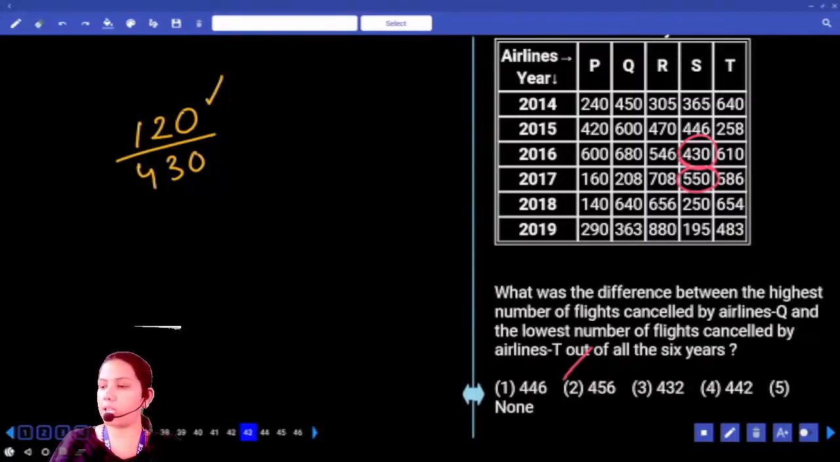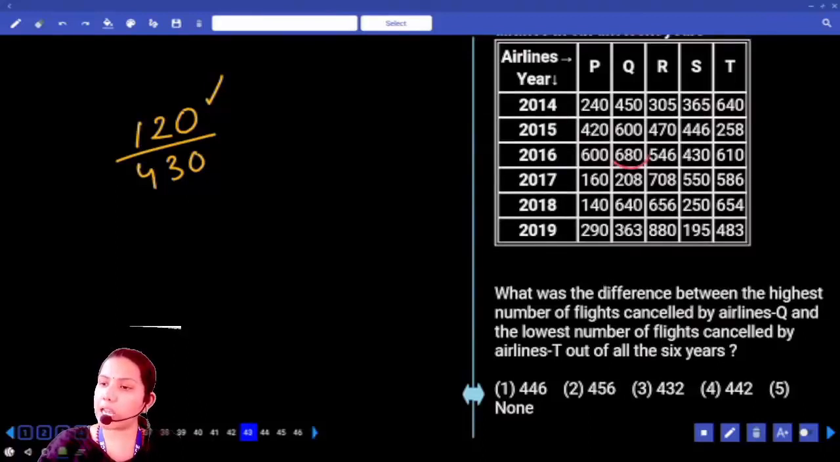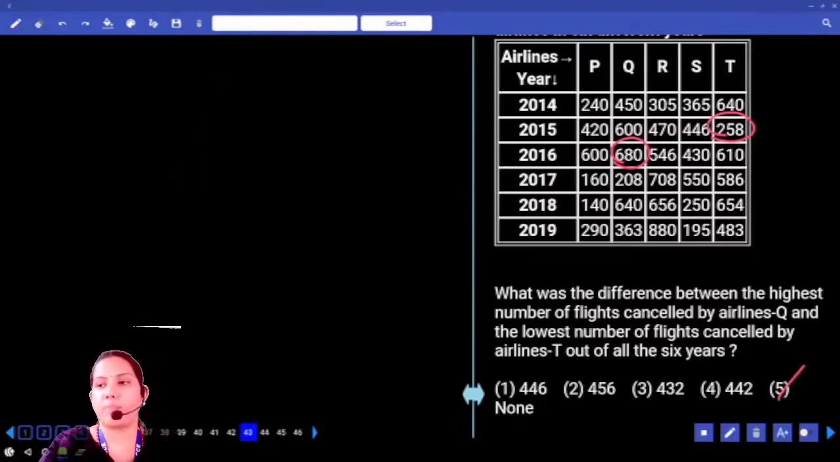Next question number 43. What was the difference between the highest number of flights cancelled by airline Q and the lowest number of flights cancelled by airline T out of 6 years? Airline Q highest is 680. Airline T least cancel value is 258. 680 minus 258, the difference is 422. 680 and 258 difference 422.